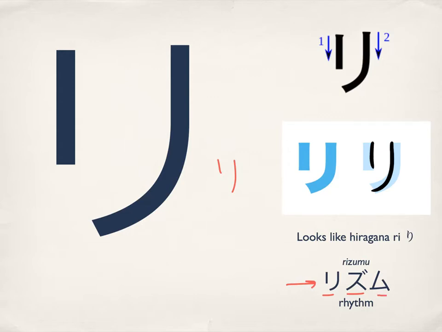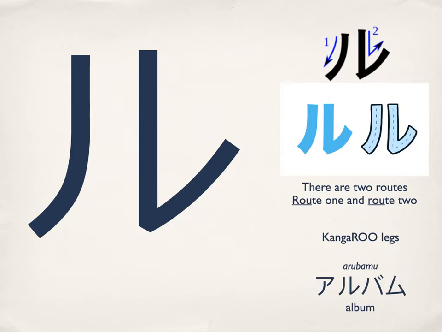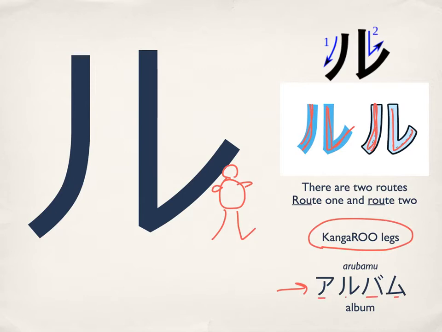Rizumu. Rhythm. Ru. Ru looks like kangaroo legs. Has 2 strokes. Ichi. Ni. So this is what the kangaroo looks like. I'm not very good at drawing, but just imagine this is a kangaroo. Otherwise, you can use this strategy. So there are 2 roots. So it works if you do roots as RU. Some people say route, so it has to be root, I guess. A word that has this in it, arubamu, album.